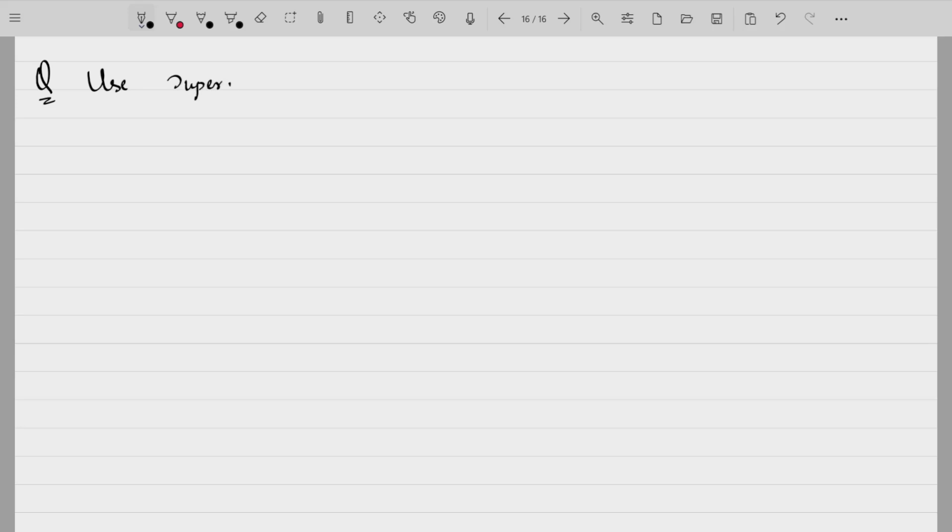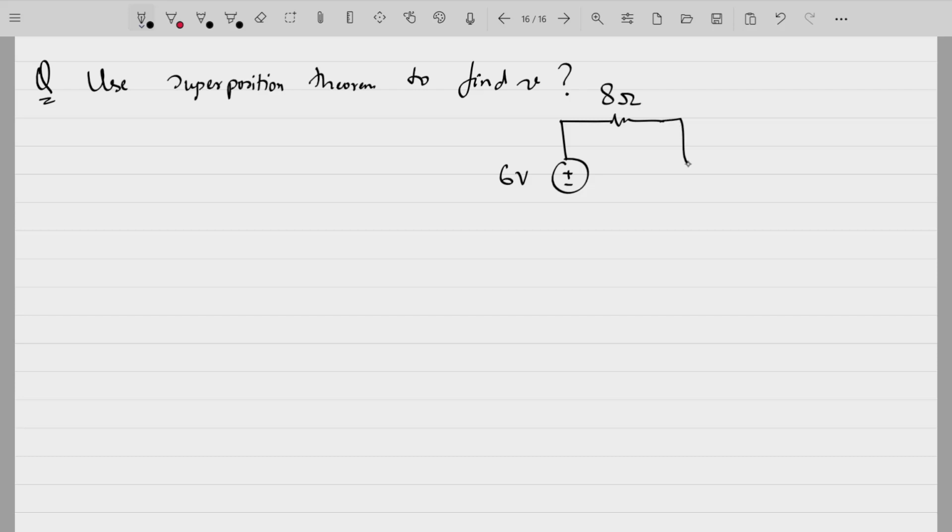Use superposition theorem to find V. Your circuit is: you have a 6-volt source here, you have an 8 ohm resistor here, you have 4 ohm resistance here, you have a 3 ampere current source here.